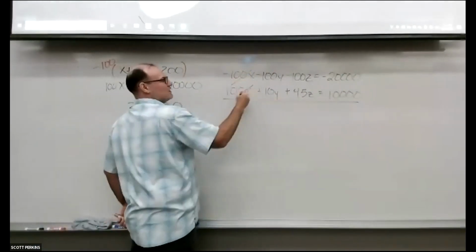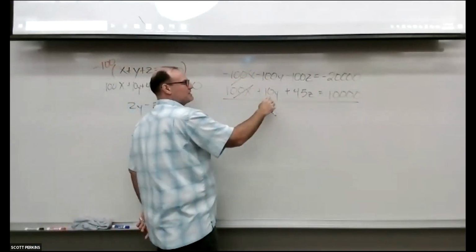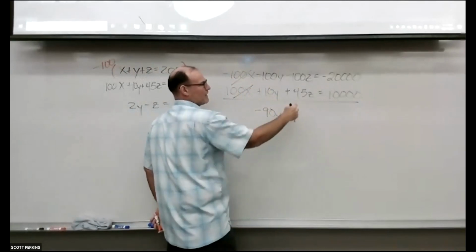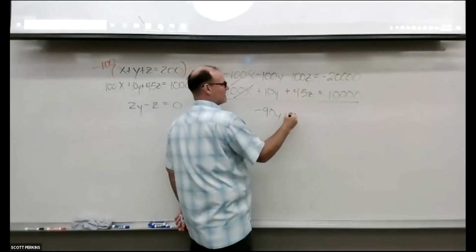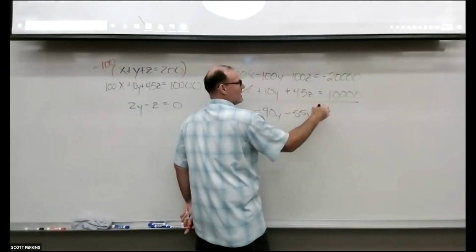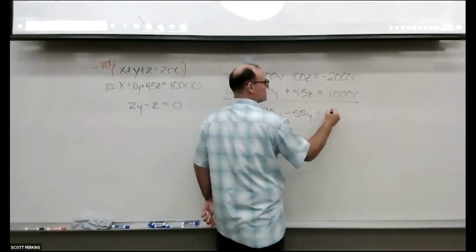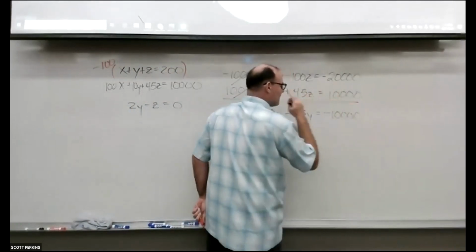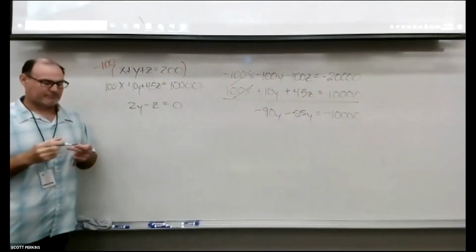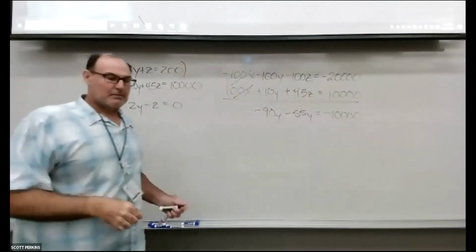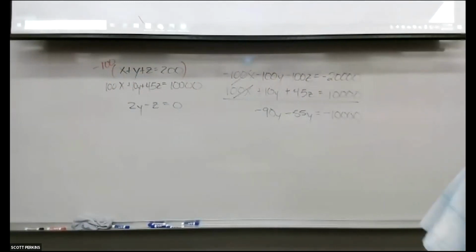My x's cancel. Negative 100 plus 10 is negative 90. Negative 100 plus 45 is negative 55. And negative 20,000 plus 10,000 is negative 10,000. Let me get a better pen. We're almost done.